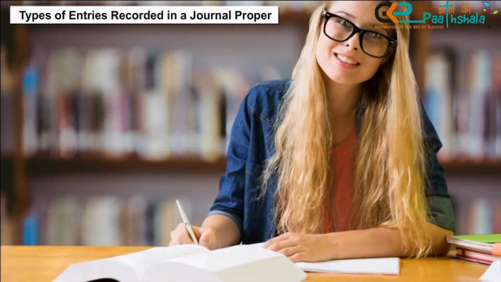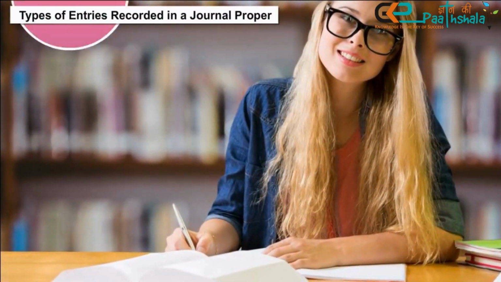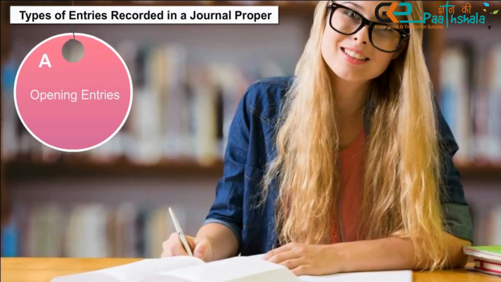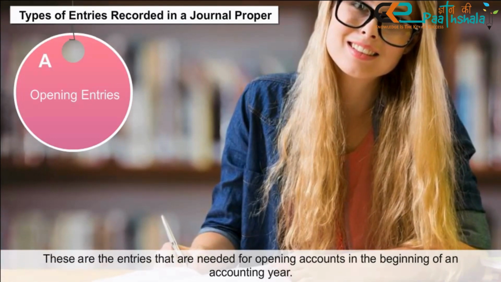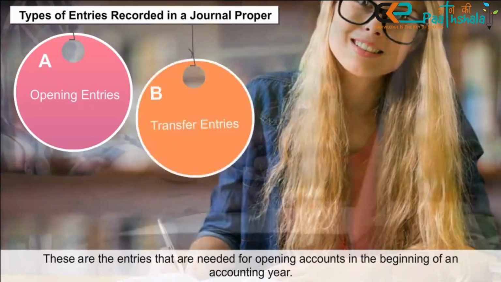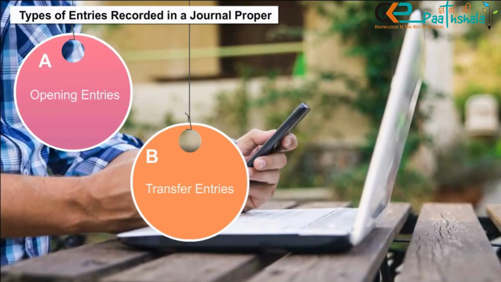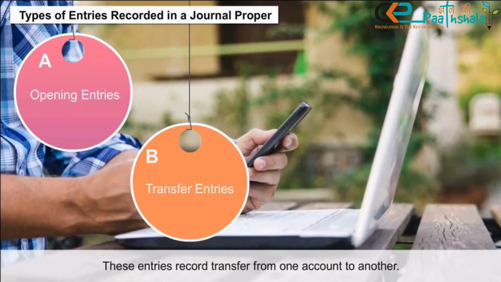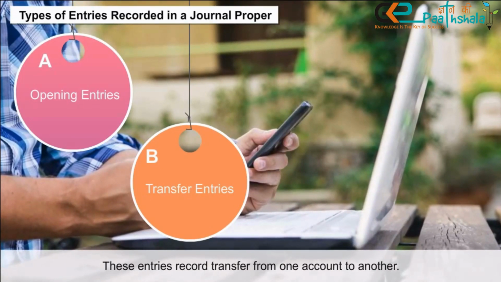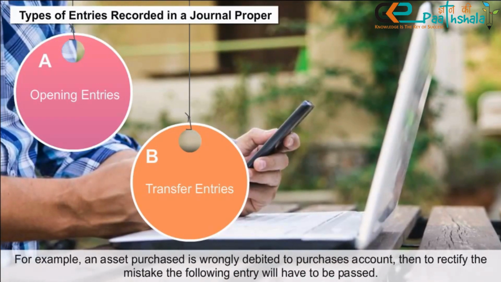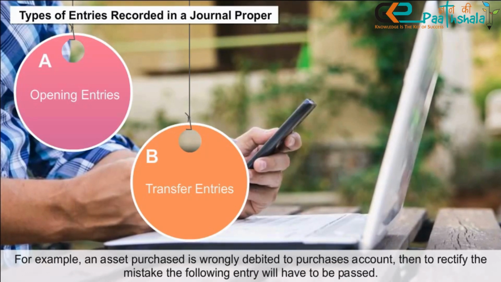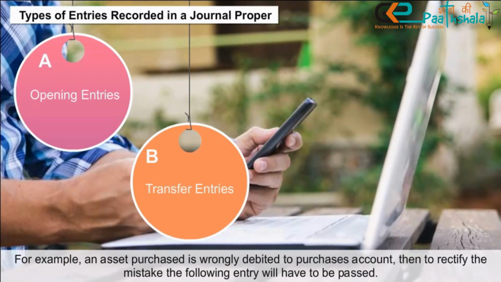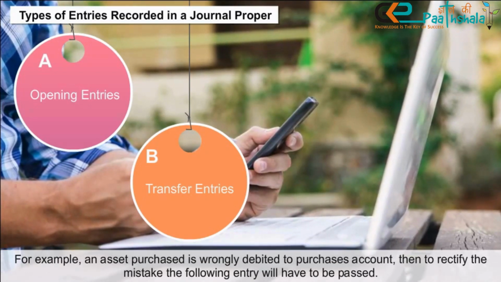Types of entries recorded in a journal proper. A. Opening entries. These are the entries that are needed for opening accounts in the beginning of an accounting year. B. Transfer entries. These entries record transfer from one account to another. For example, an asset purchased is wrongly debited to purchases account. Then to rectify the mistake, the following entry will have to be passed.